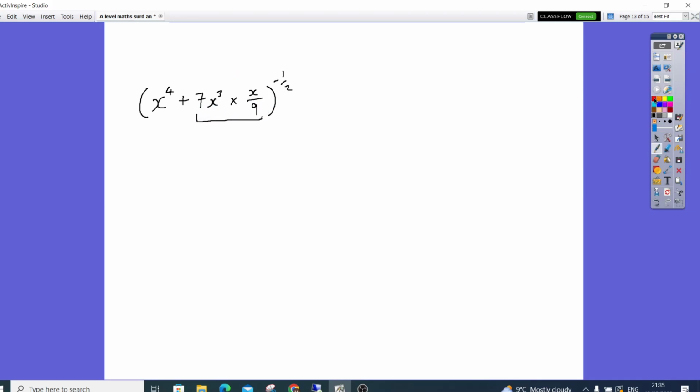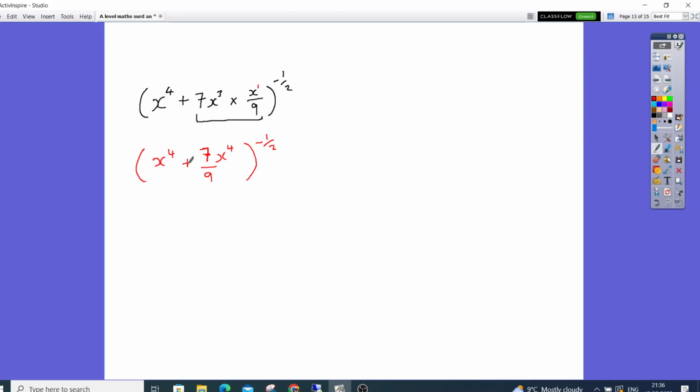I'm going to do this in red. Okay, so 7 times 1/9 is going to be 7 over 9. Write that clearly. And then x cubed times x is going to be x to the power 4. That's going to be added to this x to the power 4, which is whole, and then that's all to the minus a half.